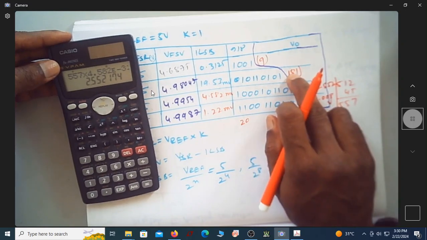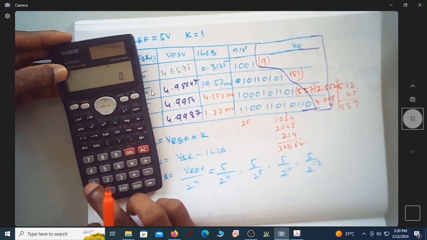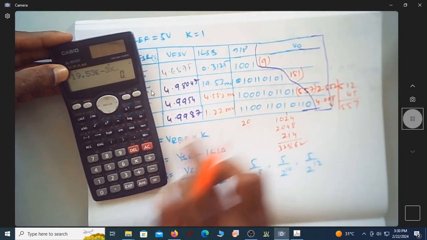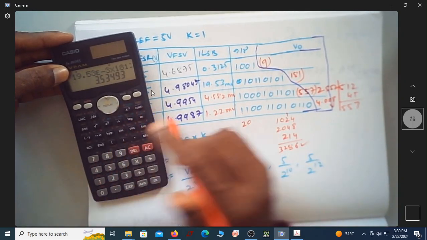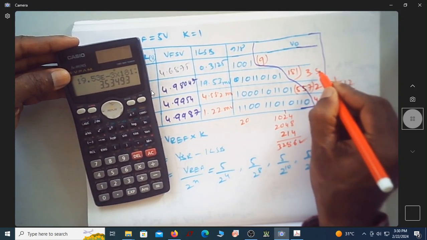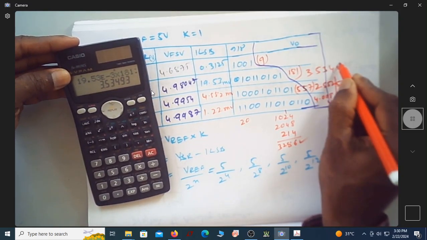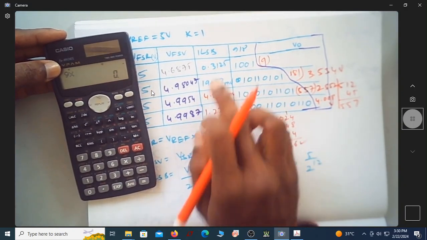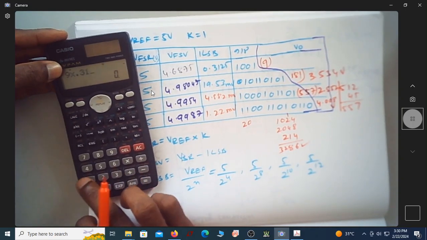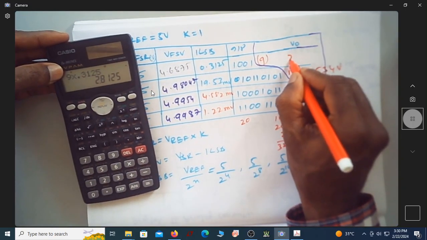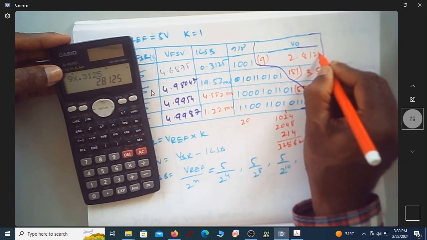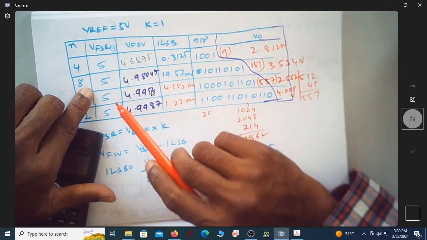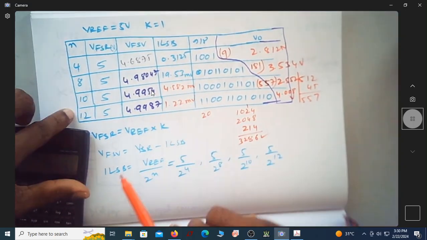Corresponding to this, it is these many LSBs into 1 LSB. That is 19.53 exponential minus 3 into how many LSBs? It is 181 LSBs. This is 3.534 volt. And this is actually 9 into how many LSBs? 9 LSBs, each LSB is 0.3125. It's actually 2.8125 volt.